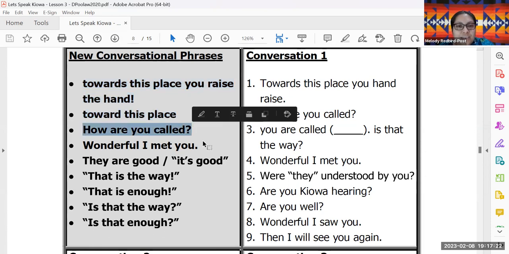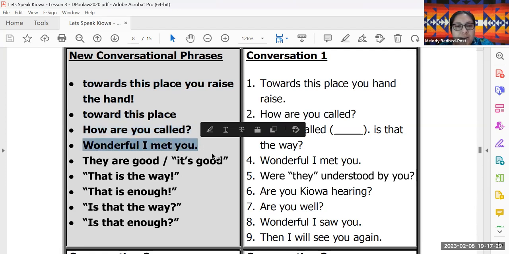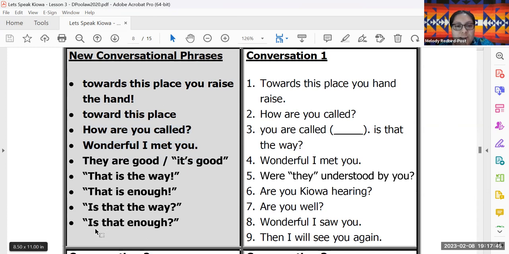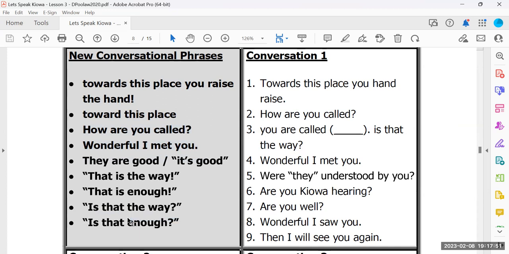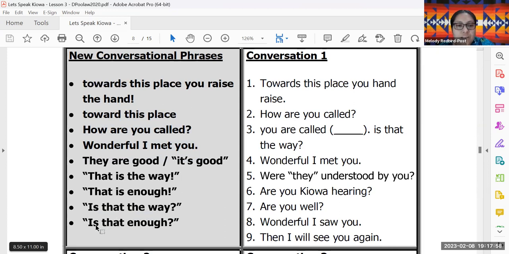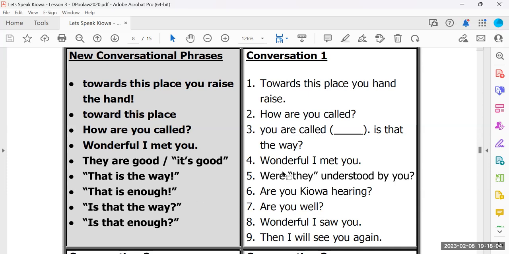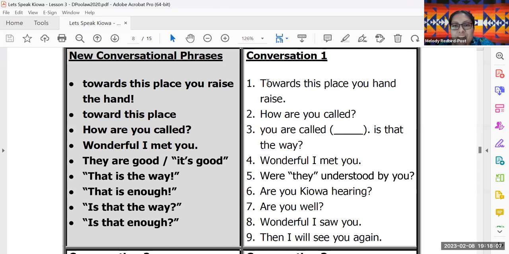Okay, and then we remember this one. Hot so aim con. And then hande on de aim. And that's the same. Is this the same thing? Is that the way? Is that enough? Right? Okay. Okay, so here's conversation 1.